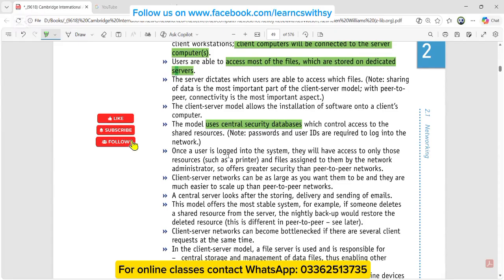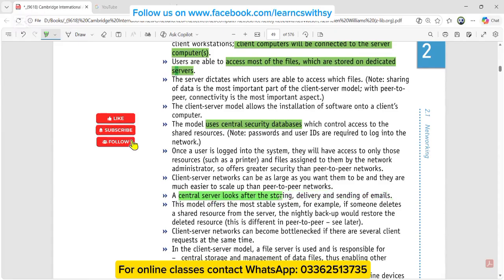Client server networks can be as large as you want them to be, and they are much easier to scale up than peer-to-peer. Adding computers in a client server model is much easier as compared to any other network. A central server is looking after the storage, retrieval, and everything. Everything is happening through the central server.